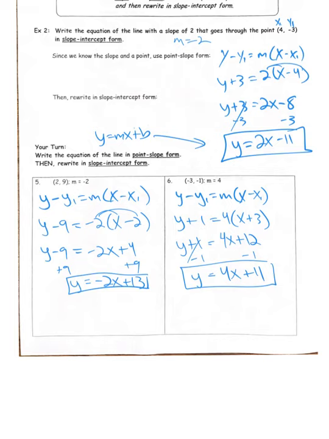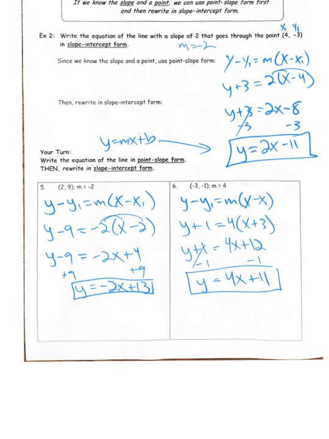Same thing over here on number 6. I plugged in my point. The only difference here is anytime you subtract a negative, that ends up being like adding the positive. So instead of doing y minus negative 1, I have y plus 1 on the left side. It's equal to 4 parentheses. And then once again, instead of doing x minus negative 3, instead of doing minus a negative number, I'm just going to do plus the positive number. So x plus 3.